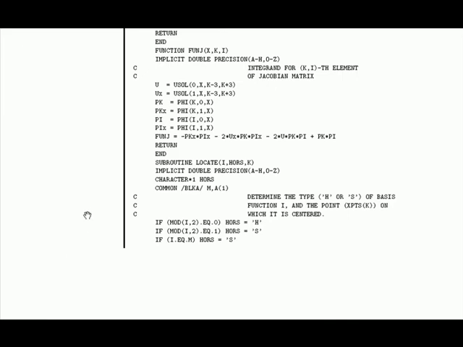Okay, here's part of the code. What is phi sub i? Locate tells you whether it's an h or an s, and at what point it's centered. What's the k?